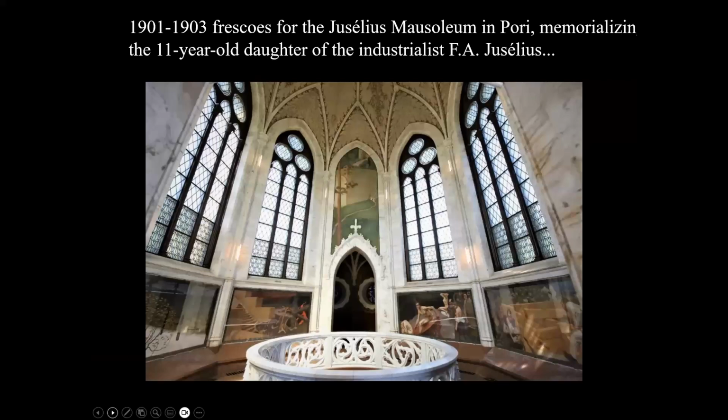This is the Julius Mausoleum in Pori. It was to memorialize the premature death of the 11-year-old daughter of the patron, an industrialist. And the idea was that the individual panels represented Finnish life, the Kalevala, this famous mythic folk epic, and also the different seasons of the year.